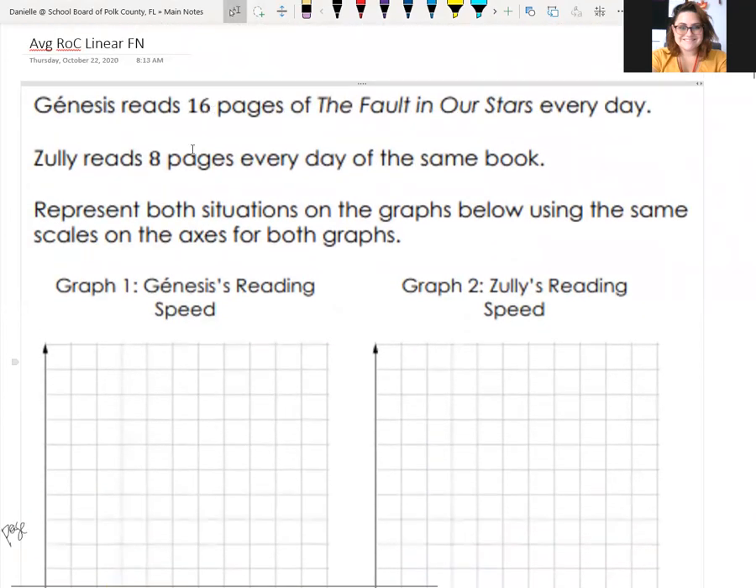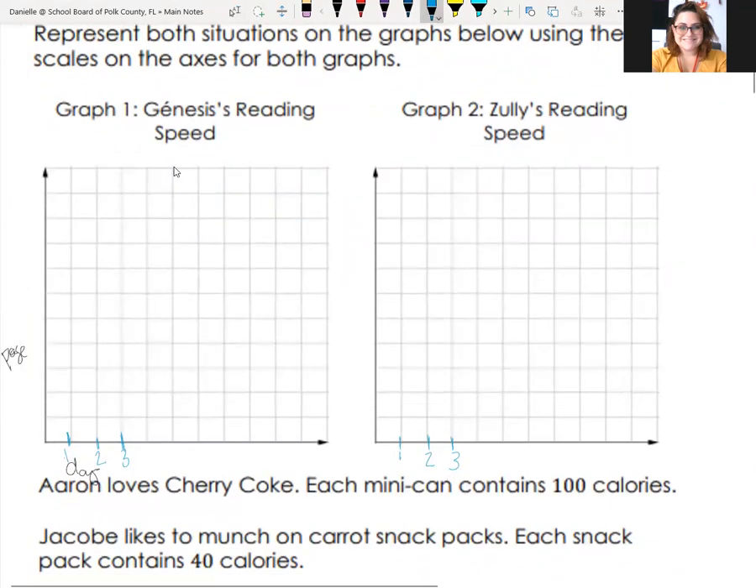And let's see, we need to get through 16 and 8. So maybe count by 2. So this will be 2, 4, 6, 8, 10, 12, 14, 16. Maybe not. Let's try counting by 4s.